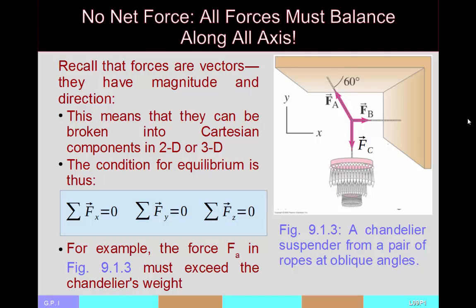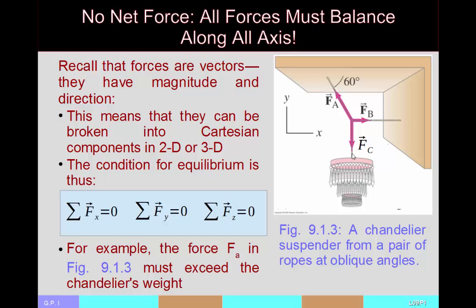So in order to have no net force, all the forces must balance along all possible axes. So forces are all vectors. That means that they can be broken into Cartesian components in 2 or 3 dimensions. So for example, these are the forces that are acting on this system. There's a force of tension along this rope, there's a force of tension along this rope, there's a force of tension along this rope. Since the entire system is at equilibrium, that means that the sum of forces acting on this chandelier must be 0.